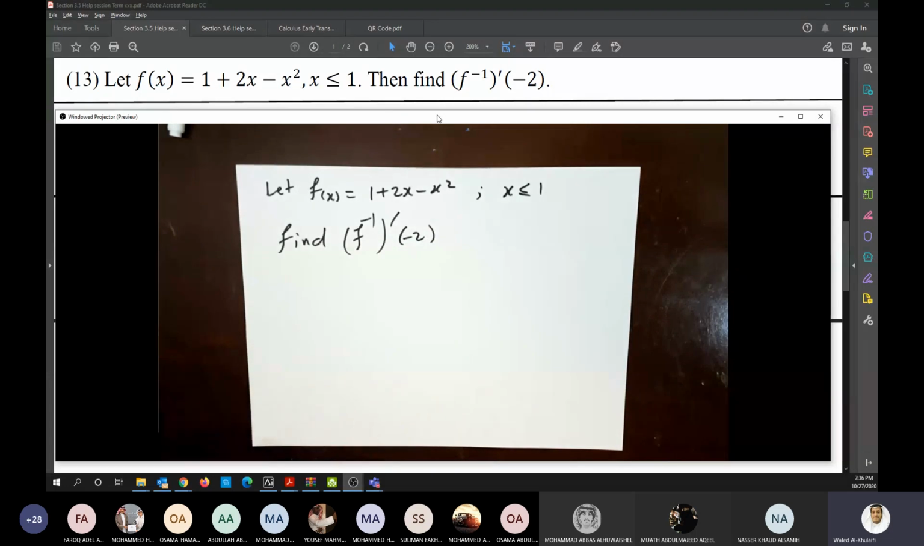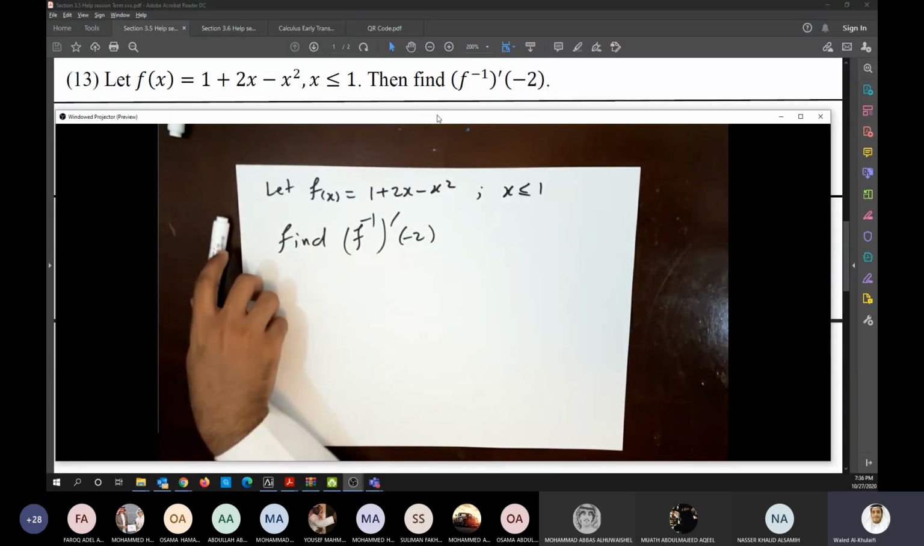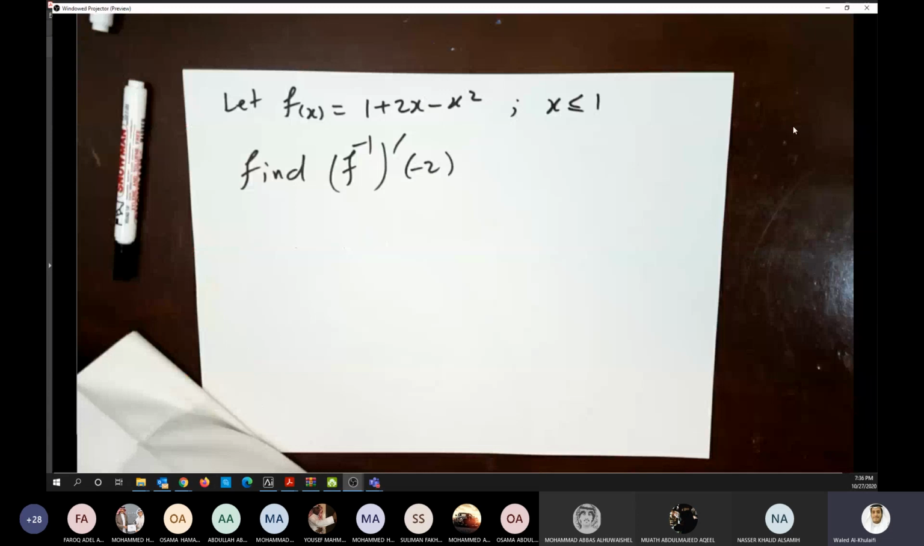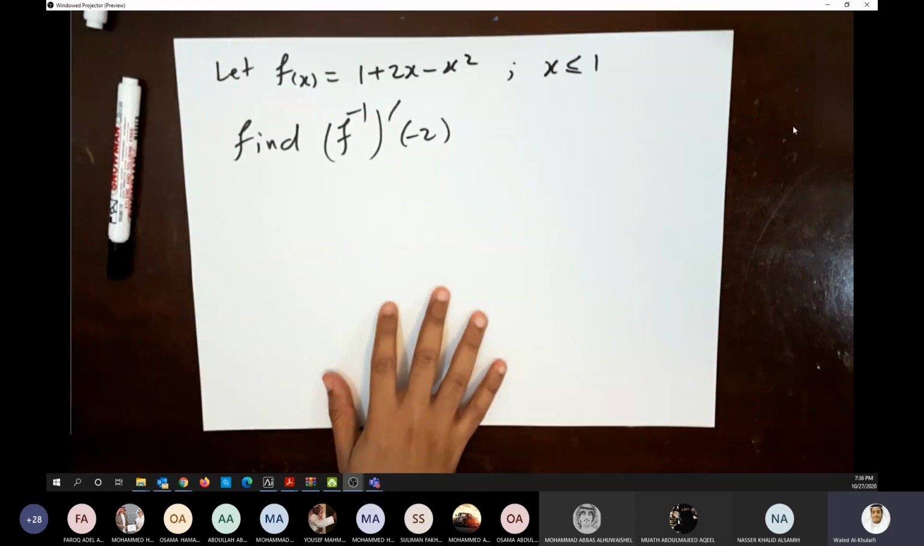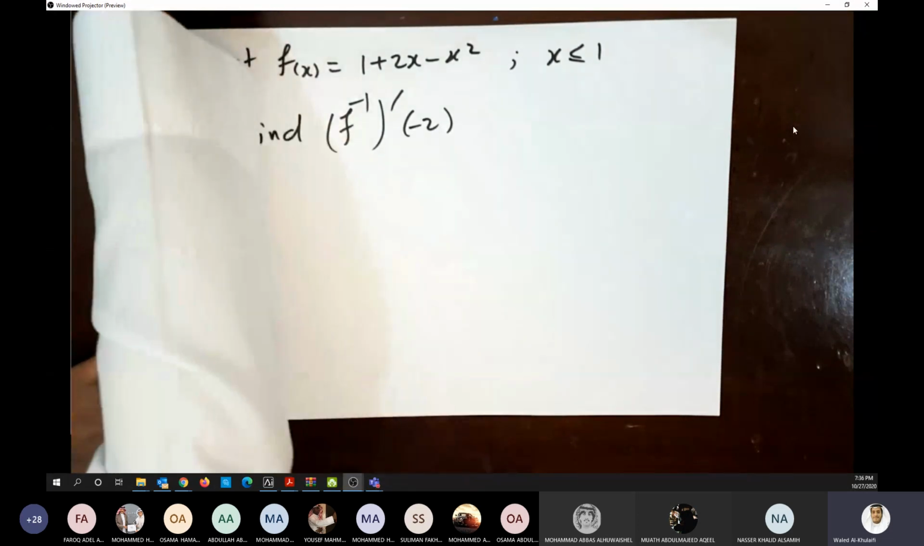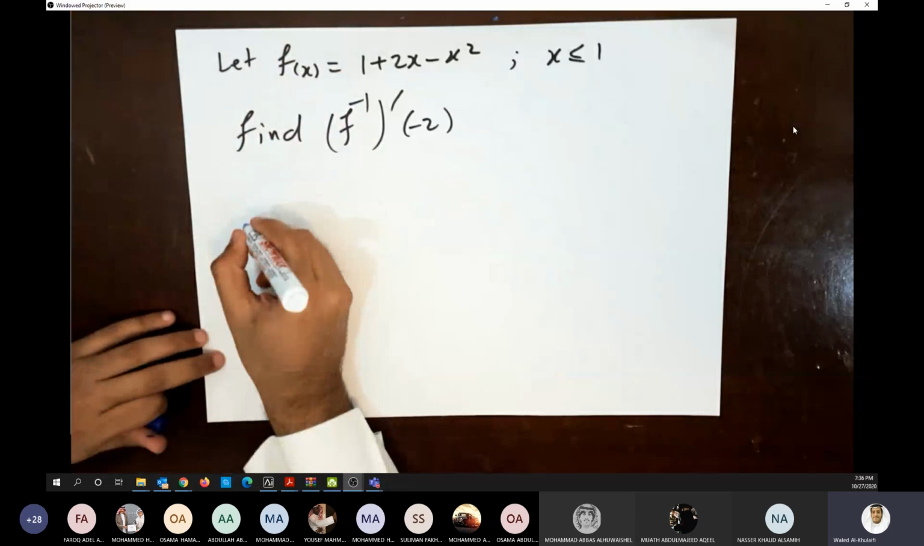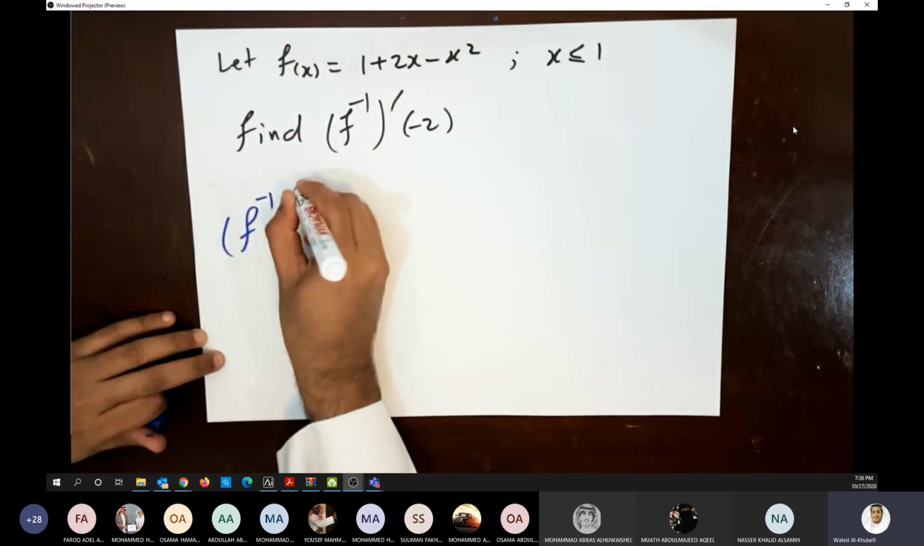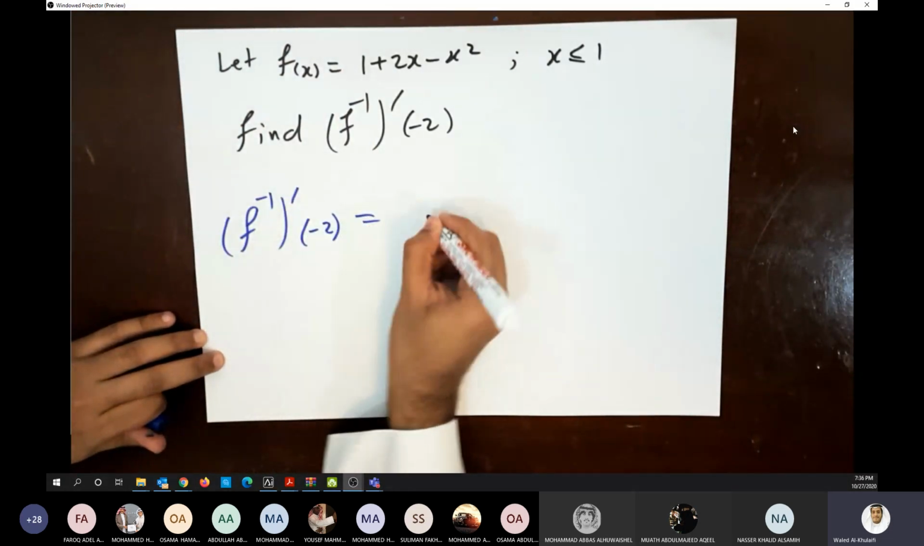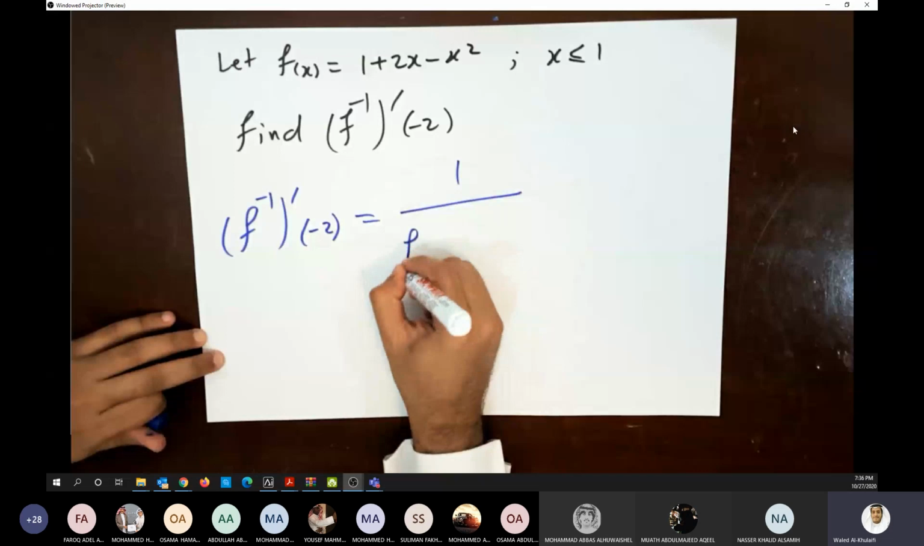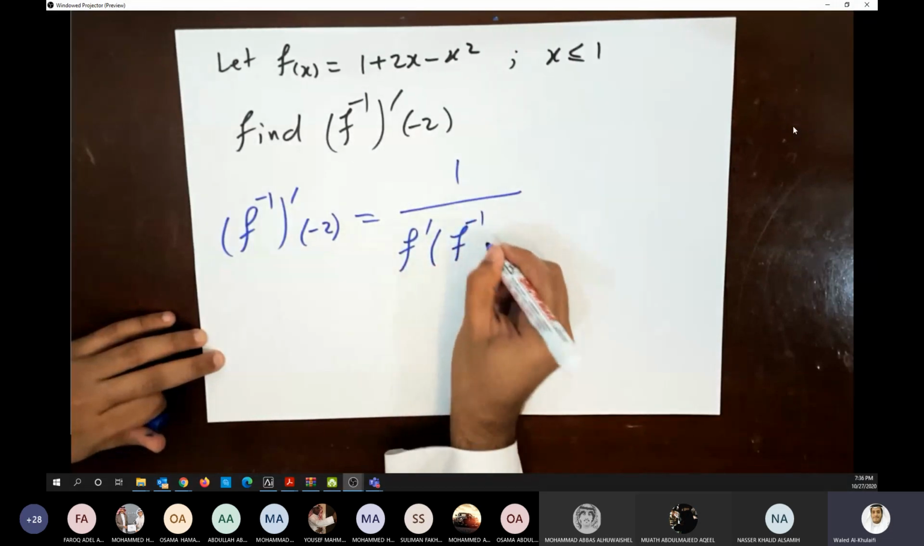Okay, find this. Let me maximize this. Let's think together. What should we do? Now, we know something about this one. By the formula, this is equal to 1 over f prime of f inverse.